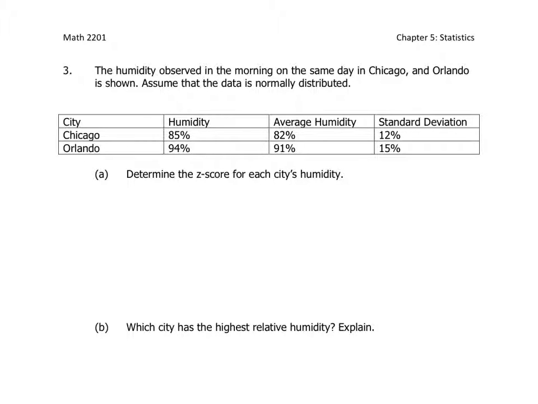Okay, question number 3. The humidity observed in the morning on the same day in Chicago and Orlando is shown. Assume the data is normally distributed. The first question is to determine the z-score for each city's humidity. For Chicago, the z-score is, the data value is 85 minus the average humidity for Chicago, 82, over a standard deviation of 12, which would be 3 over 12, which would be 0.25.